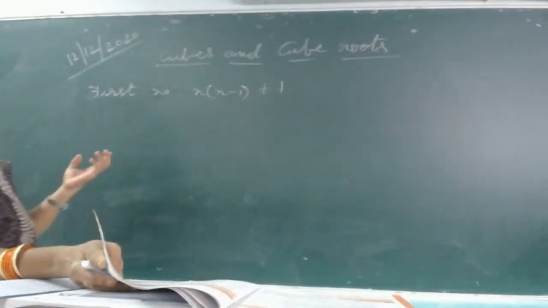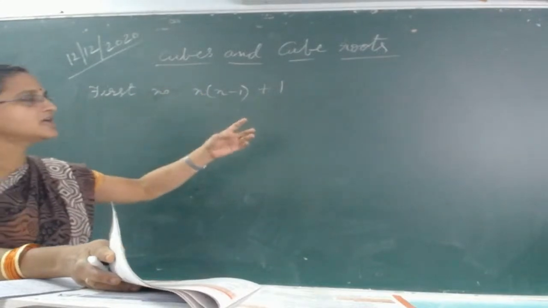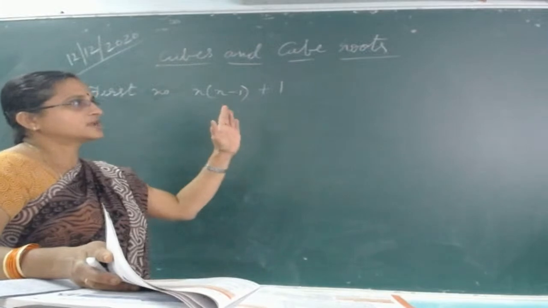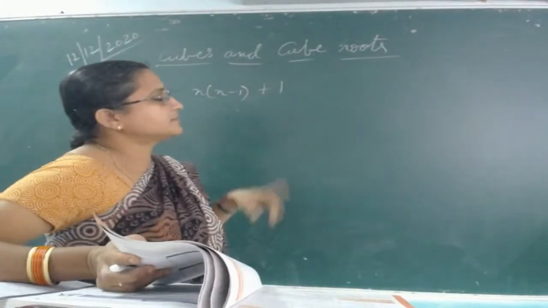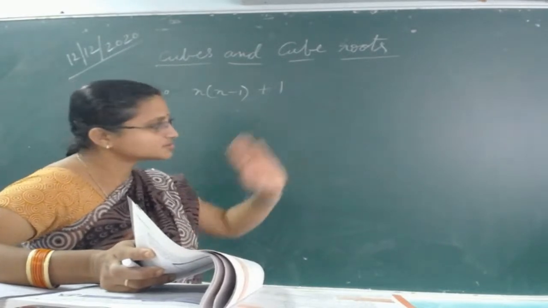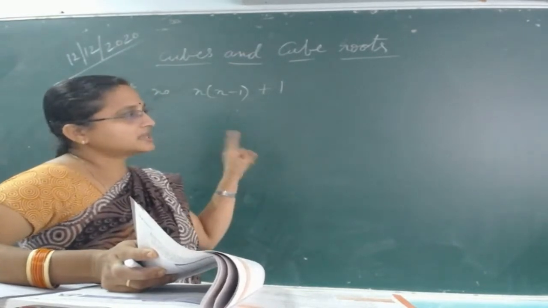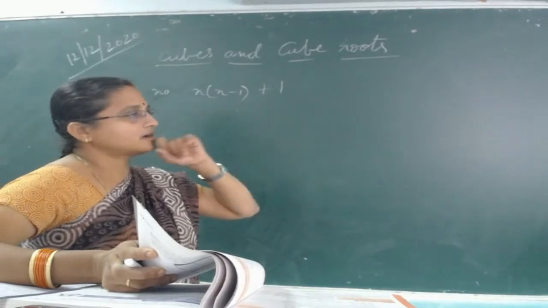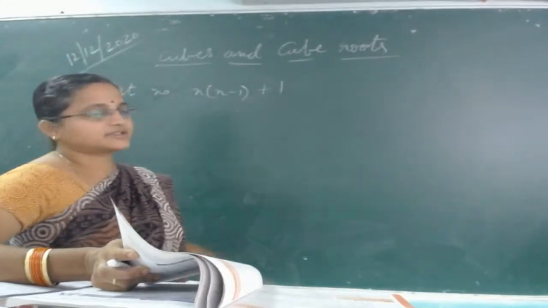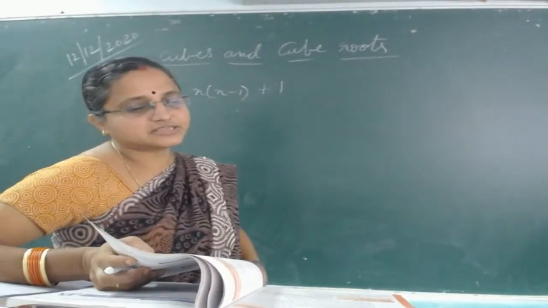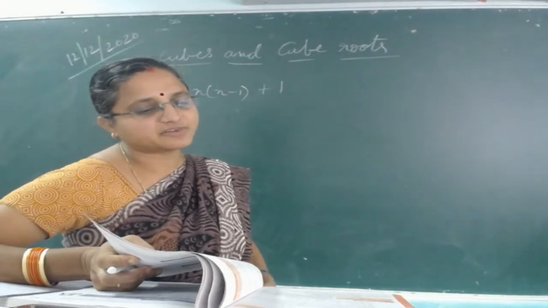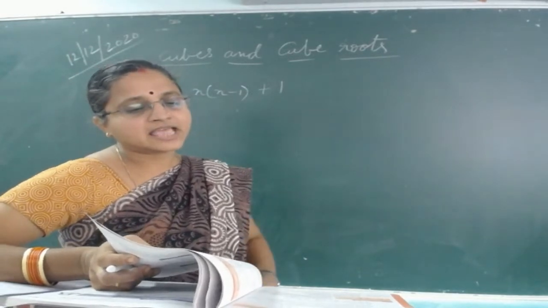By adding the consecutive odd numbers, we will get the squares of the numbers starting from 1. It means 1 square. The first odd number is 1. After that, consecutive odd numbers: 1 plus 3 is equal to 4, that is 2 square. And 1 plus 3 plus 5 is equal to 9, that is 3 square, and in that way. So we can say that the sum of the first n odd natural numbers is n square.